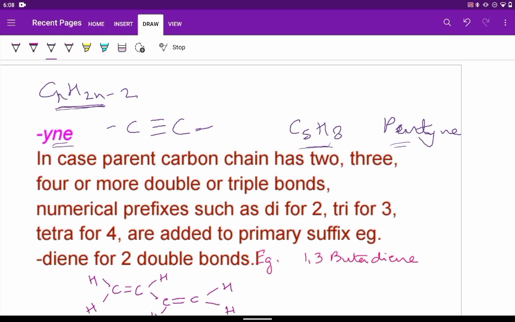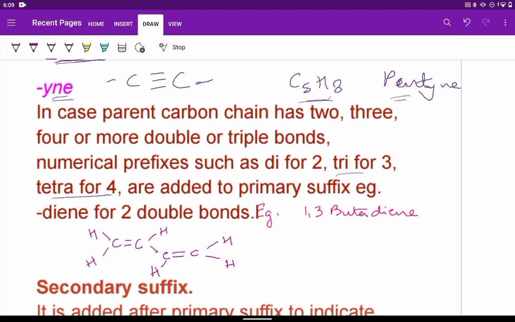Now in case the parent carbon chain has 2, 3, 4 or more double or triple bonds, then we can add a numerical prefix. If there are 2 double bonds, di; 3 double bonds, tri; 4 double bonds, tetra. That should be added to the primary suffix. The same will be the case for triple bonds also. For example, if there are 2 double bonds, we will call it diene.